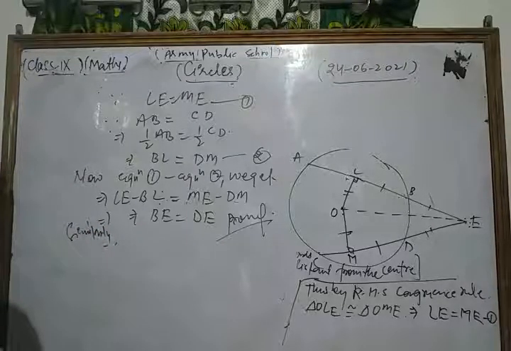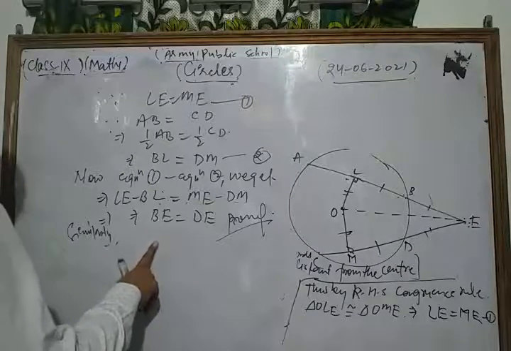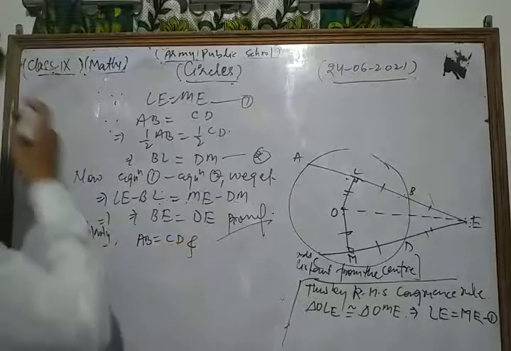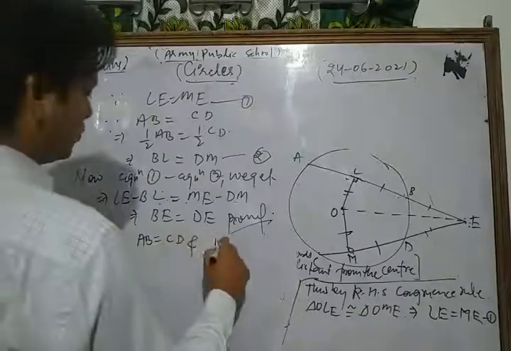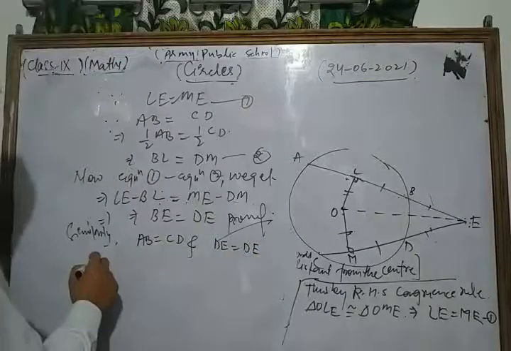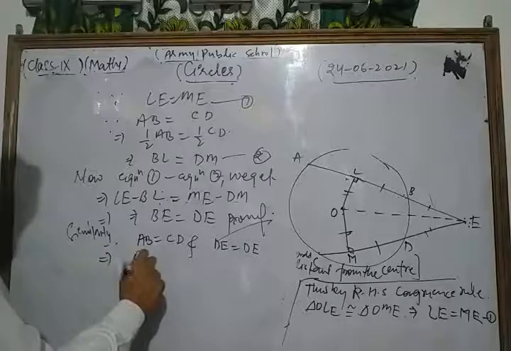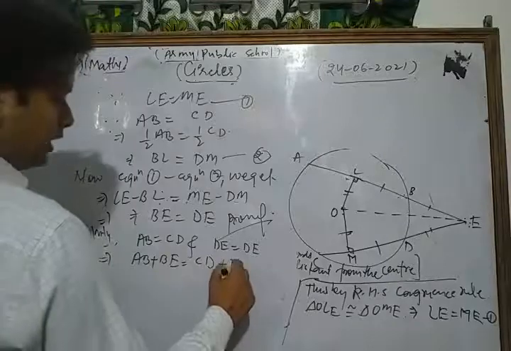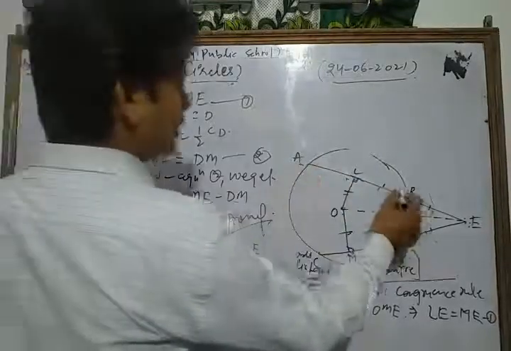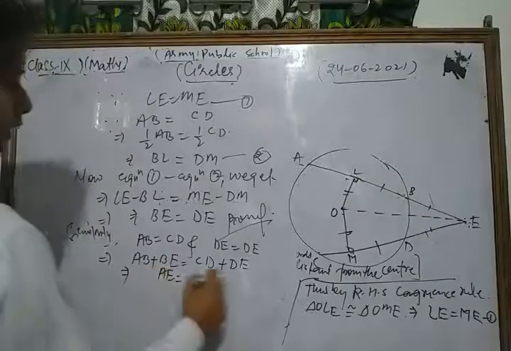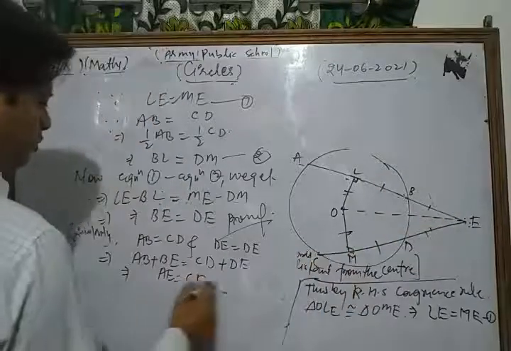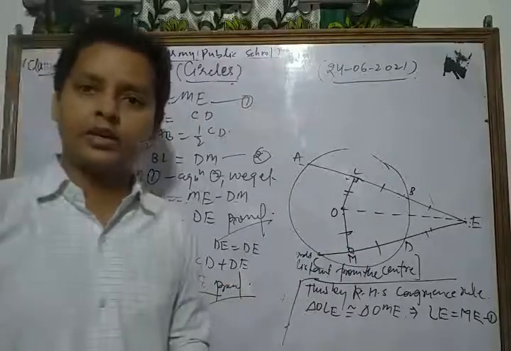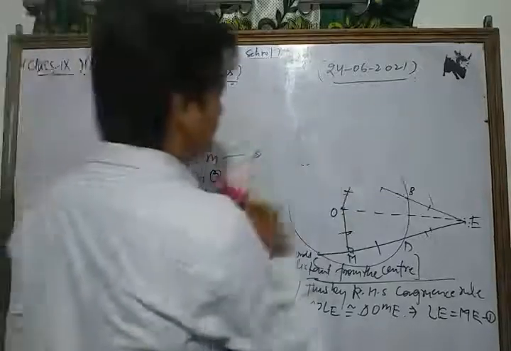Similarly, BE is equal to DE we already have. Since AB is equal to CD and BE is equal to DE, we add them: AB plus BE is equal to CD plus DE. Now look, AB plus BE is AE, and this is CE. So the second part is proved. In this way, dear students, you can solve this type of question. Now we will take and solve some other important questions.